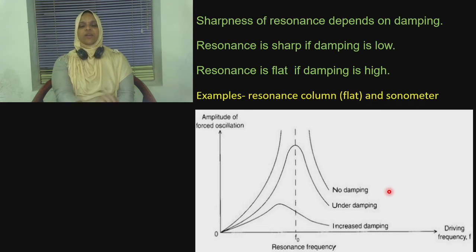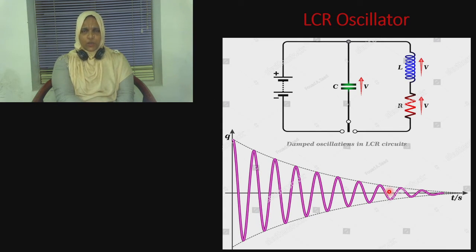For high damping, resonance will be flat. That is, the curve will be flat. Now we will see an LCR oscillator as an electrical analog to a mechanical oscillator or a damped harmonic oscillator.